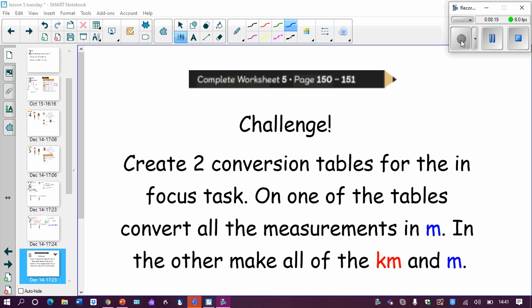For those children who are super keen or super quick, I have a challenge for you. I'd like you to see if you could make 2 conversion tables for the in-focus task. So you might need to go further back in the video to see that again. On one of the tables, can you convert all of their heights, all of those measurements, to just meters? And on the other table, can you convert and make all of their heights kilometers and meters? If you do manage to do the challenge, don't forget to take a picture and upload it so we can see who has pushed themselves even further.